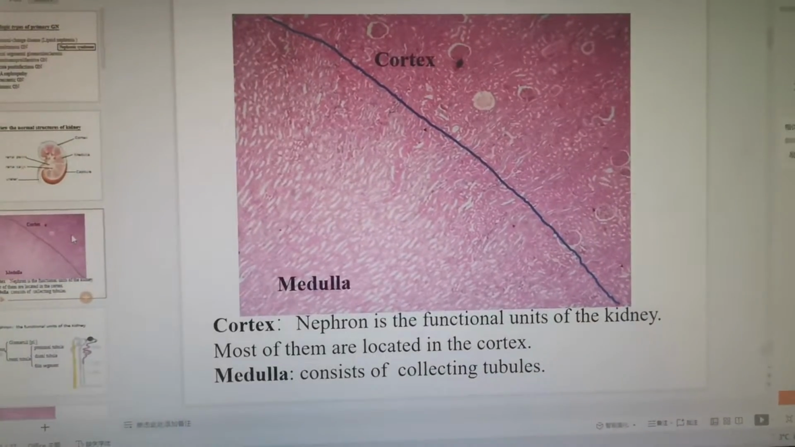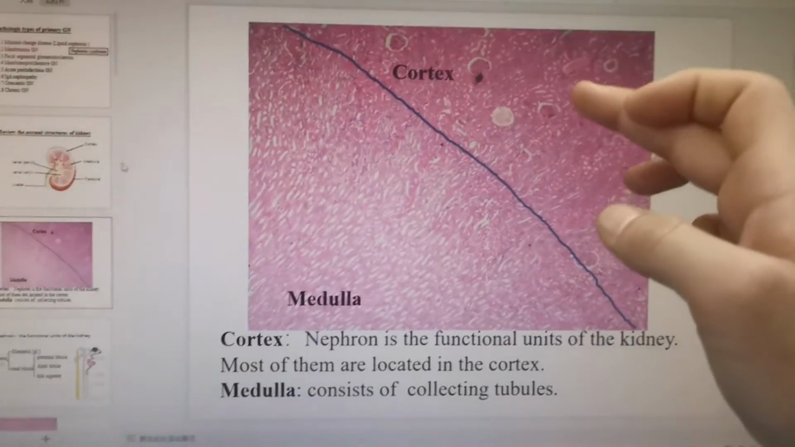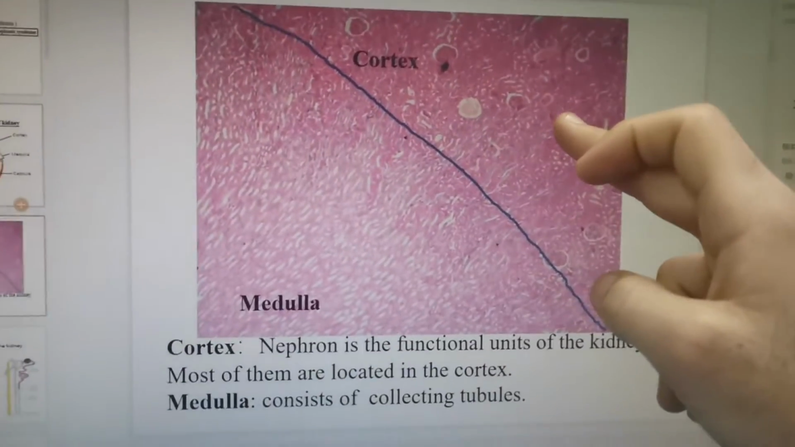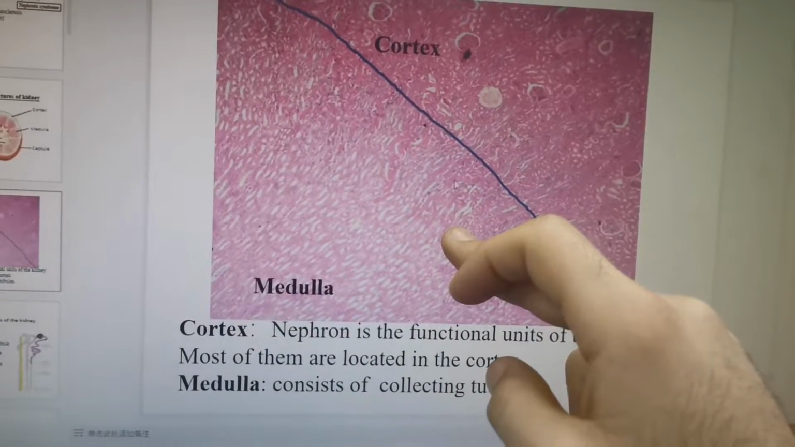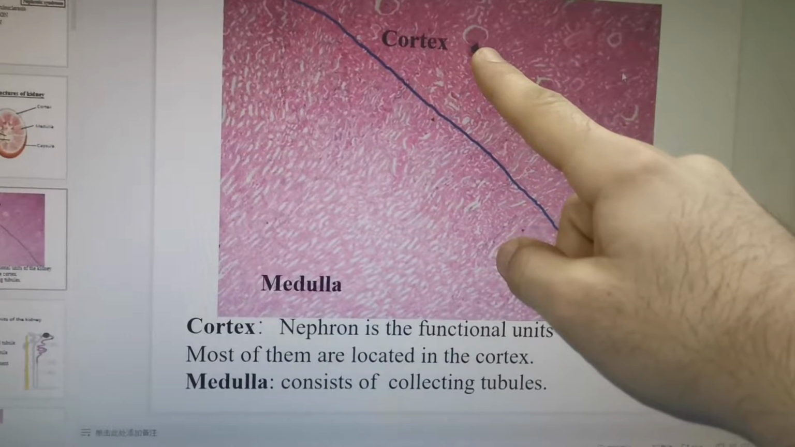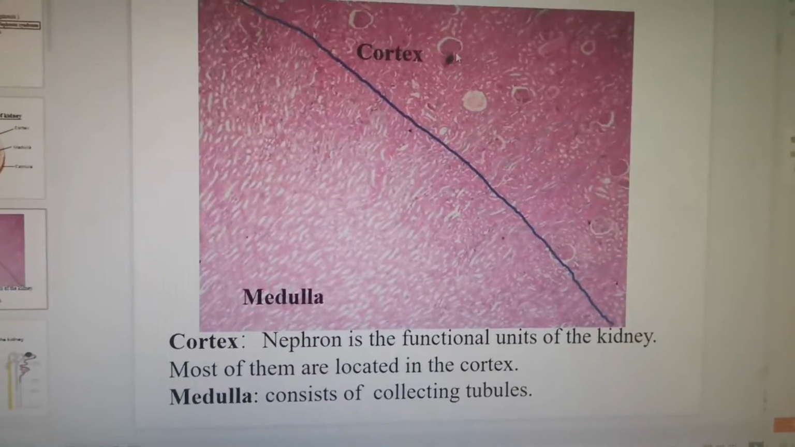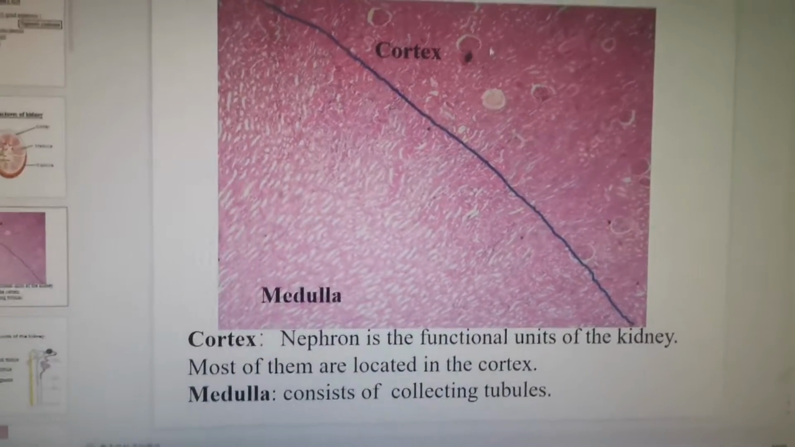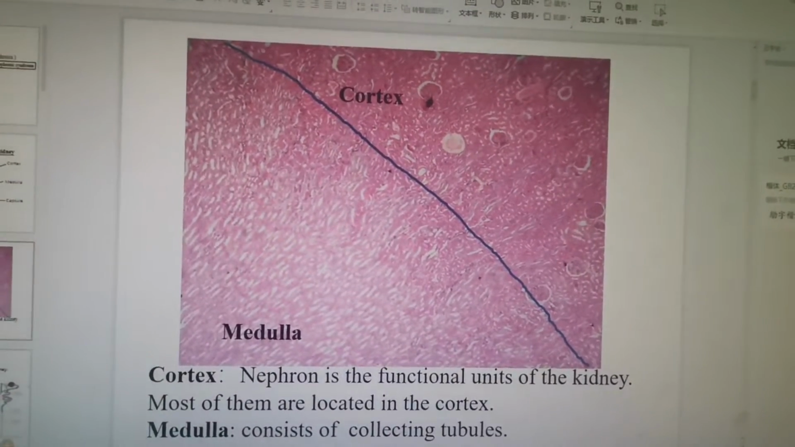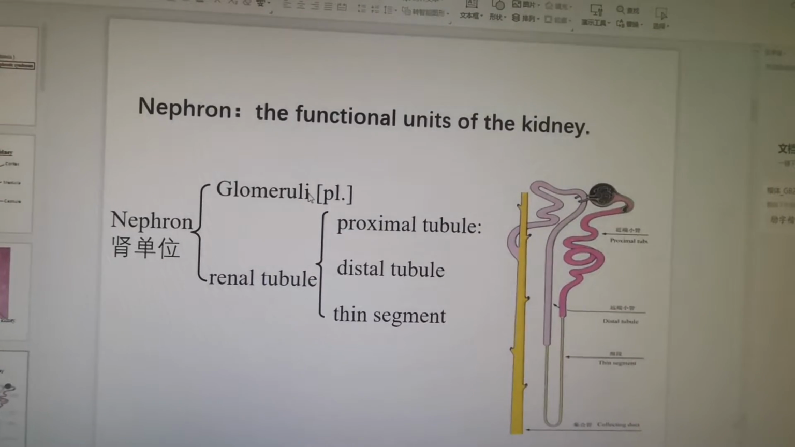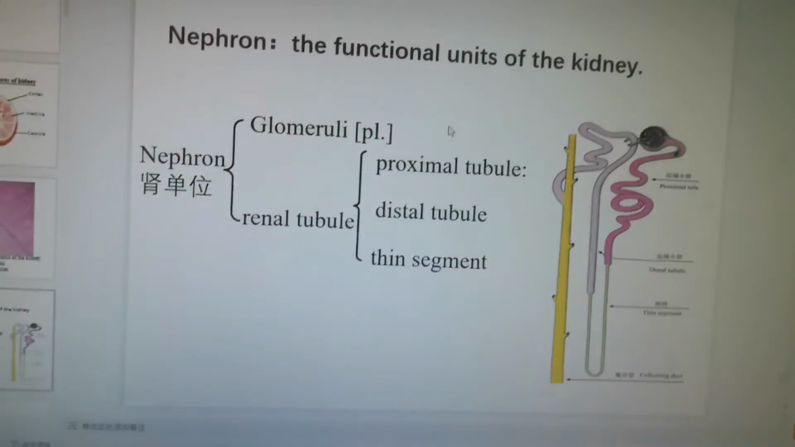Do you know what an H&E stain is? This is the cortex, the dark area of the kidney, and this is the medulla, the light area. These are the glomeruli. We can call one a glomerulus, and many are glomeruli.